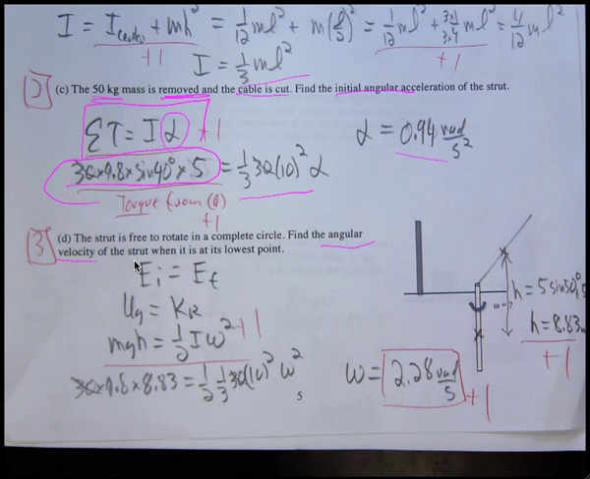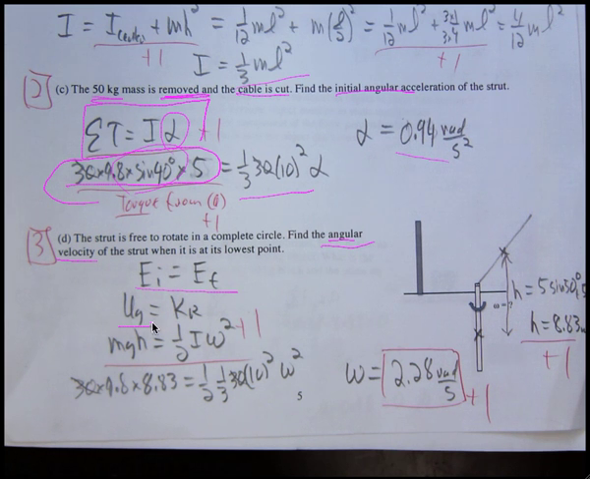And then the strut is free to rotate in a complete circle, and so it's like sticking out from the surface here. Maybe this is a table or something, and so it can rotate all the way down to the lowest point here. And so how fast is it going? What's its angular velocity? And energy is the way to go because alpha is not constant up here. Notice it depends on the angle. And so alpha is not constant. I can't use rotational kinematics.